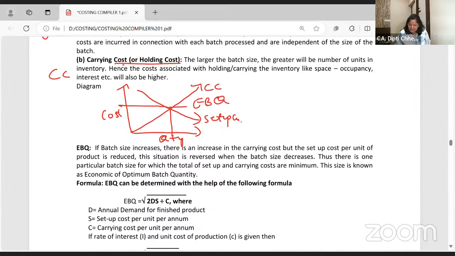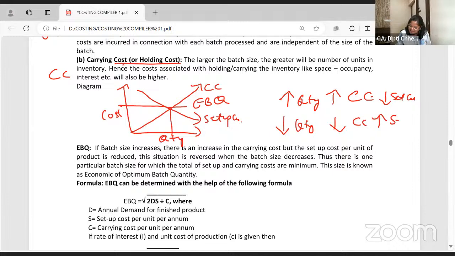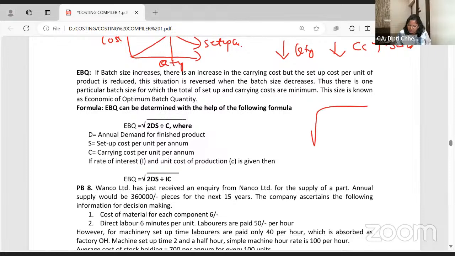The more quantity you produce at a time, your carrying cost will go high. Setup cost will be less. The lesser the quantity you produce, the lesser the carrying cost, the higher the setup cost. What was the formula of EOQ? Under root 2AB by C. Here it is under root 2D, where D is annual demand. There it was A, annual demand.